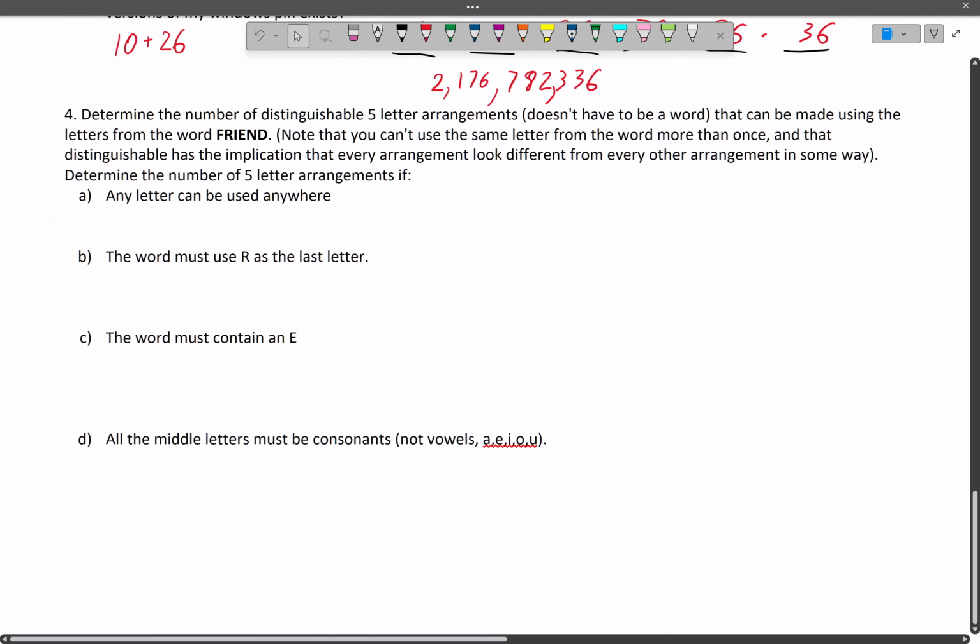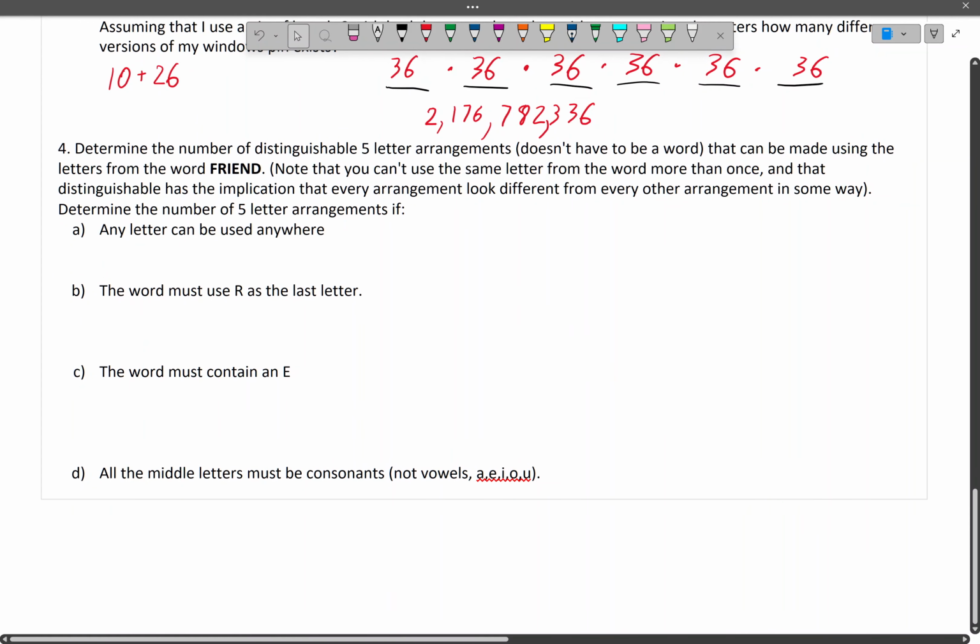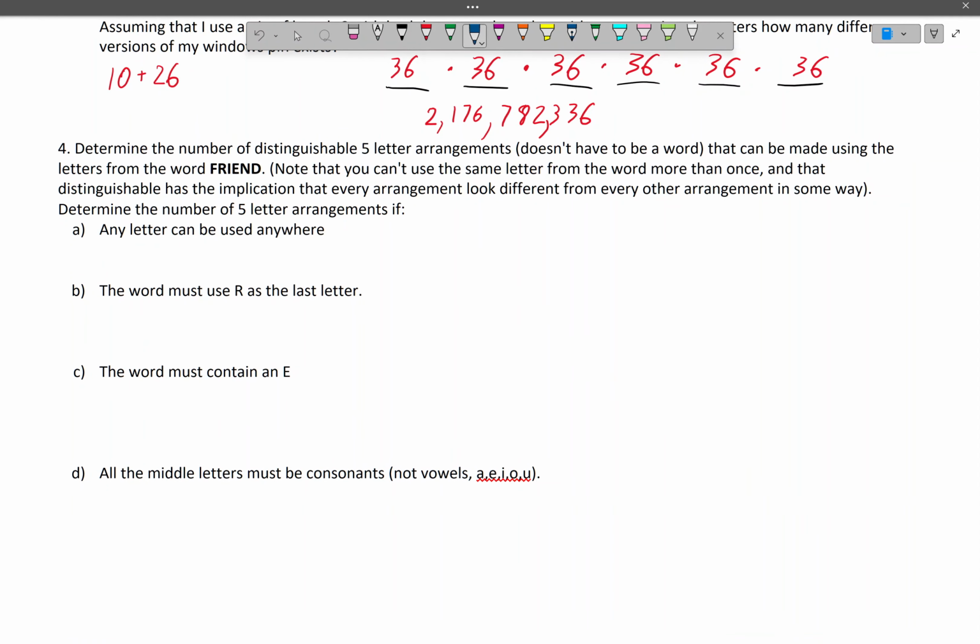Okay, last question we're going to take a look at. Determine the number of distinguishable 5-letter arrangements, doesn't have to be a word, that can be made using the letters from the word friend. Note that you can't use the same letter from the word more than once, and that the word distinguishable means the implication that every arrangement looks different from every other arrangement. So determine the number of 5-letter arrangements if any letter can be used anywhere. Well, this basically means no restrictions.